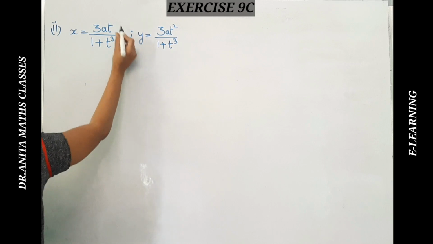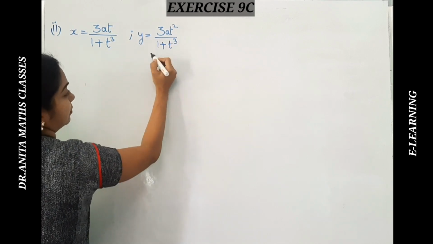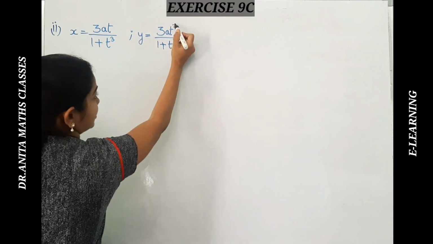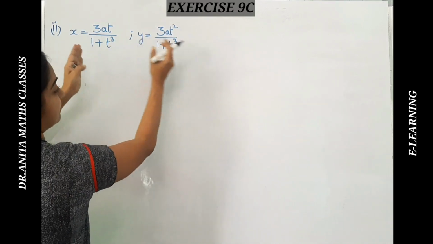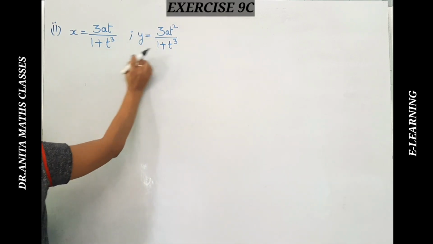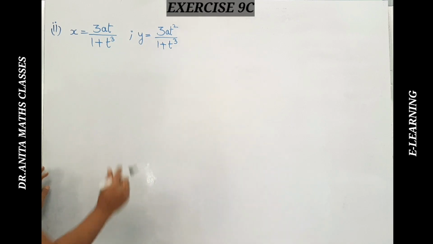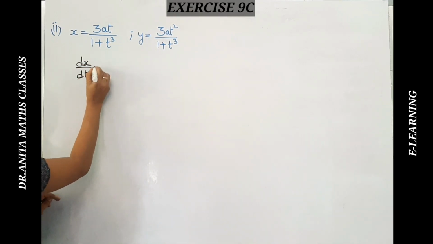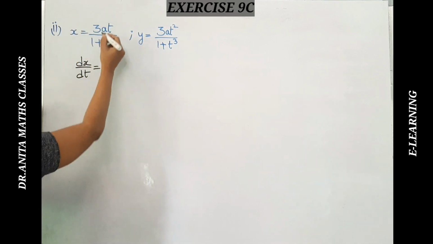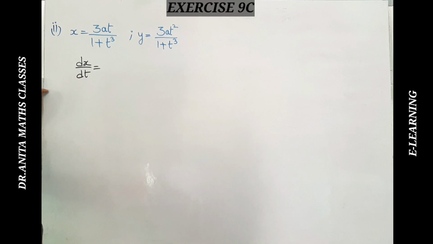See here, x is equal to 3at by 1 plus t cube, y is equal to 3at square by 1 plus t cube. There is a square here, that's all. Okay, there are again two functions. We will do the derivatives for dx by dt, dy by dt, and later on we will use the substitution rule. Here dx by dt, since the first function is in the form of u by v, that is the quotient rule.